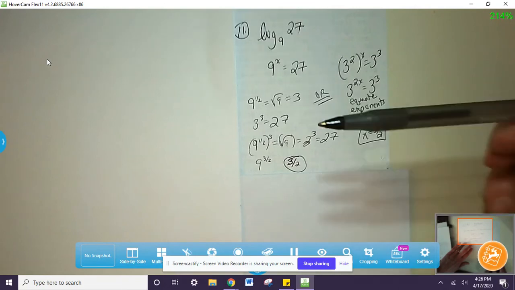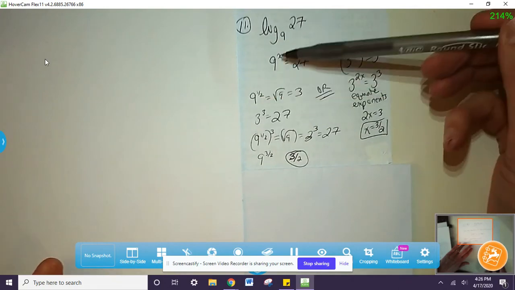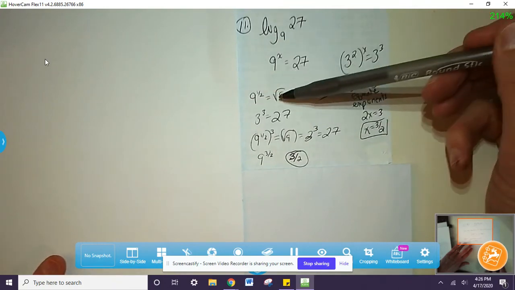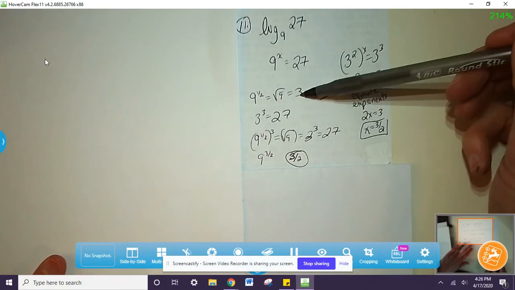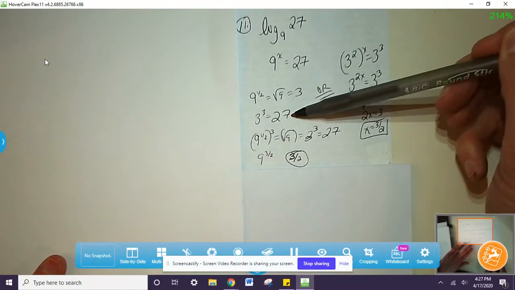If you're very comfortable with your roots and your radicals, you might recognize that 9 to the 1/2 is the square root of 9, which gives you 3. And you can get from 3 up to 27 by cubing it.